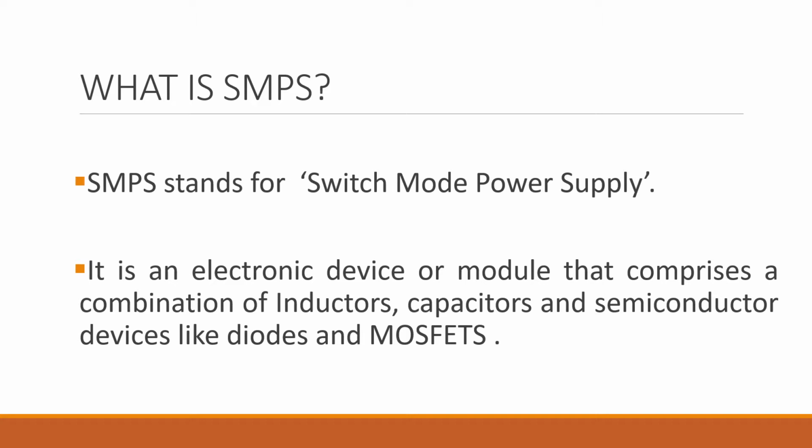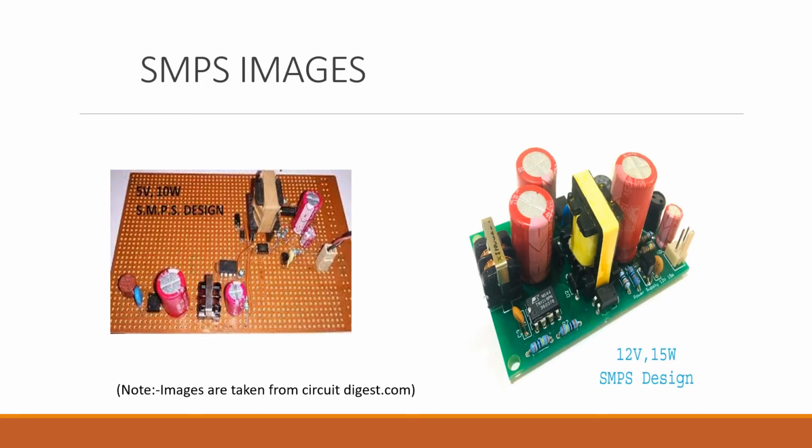It is an electronic device or module that comprises a combination of inductors, capacitors and semiconductor devices like diodes and MOSFETs. Here are some images of SMPS. The first image is of 5 volts output voltage and 10 watts power rating. Second SMPS is of 12 volts output voltage and 15 watt power rating. The main task of SMPS is to convert unregulated DC supply into regulated DC supply. It is also called as DC to DC converter.